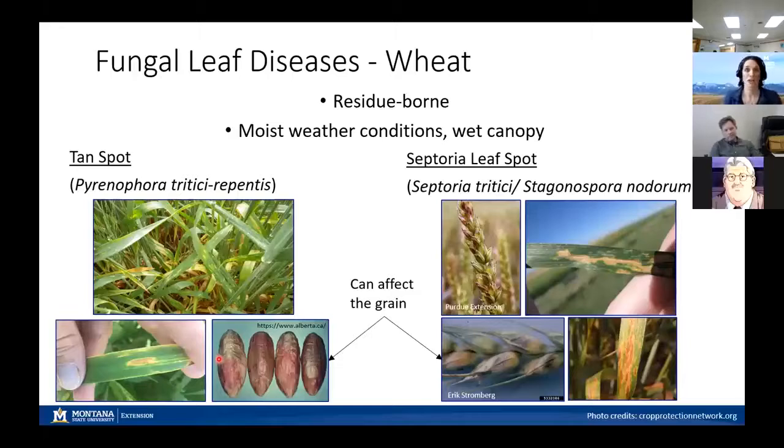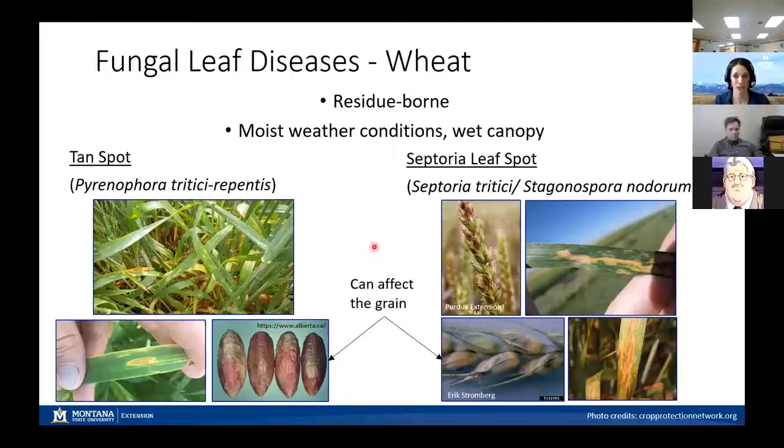And also all of these diseases pick up and show up in your field when conditions are very moist, so when the canopy is very wet, which might be after several days of rainfall and warm temperatures, or if we have conditions where we have extended dew on the crop for several hours throughout the day.